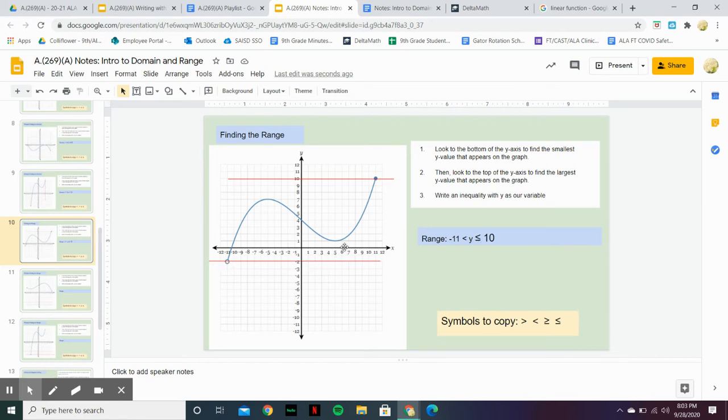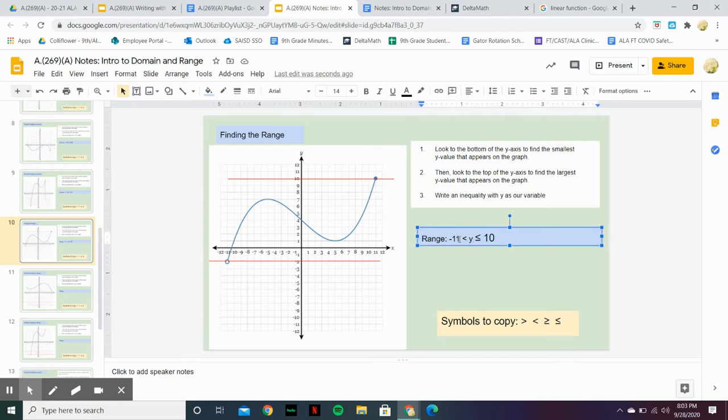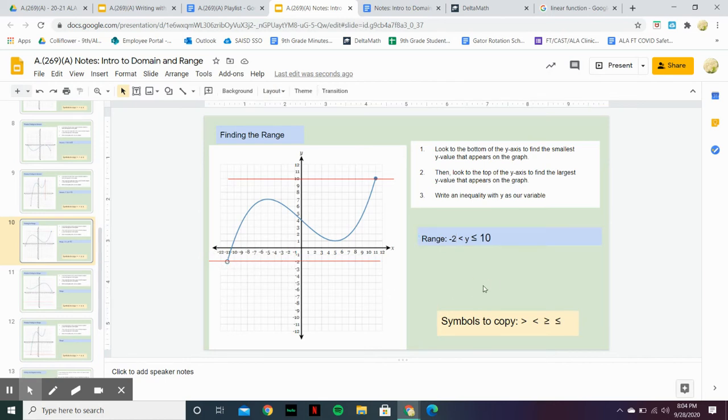oh boy, I've made a mistake. Look at that, a live mistake. So what I did wrong was I was looking at my x-axis. I should have been looking at my y-axis. So our range is actually going from negative 2. So remember, in range, we are looking at the y-axis. So y can be anything from negative 2 to positive 10, not including negative 2 because there is an open circle there. And there is proof that even I make mistakes in mathematics, and I just learned from that.